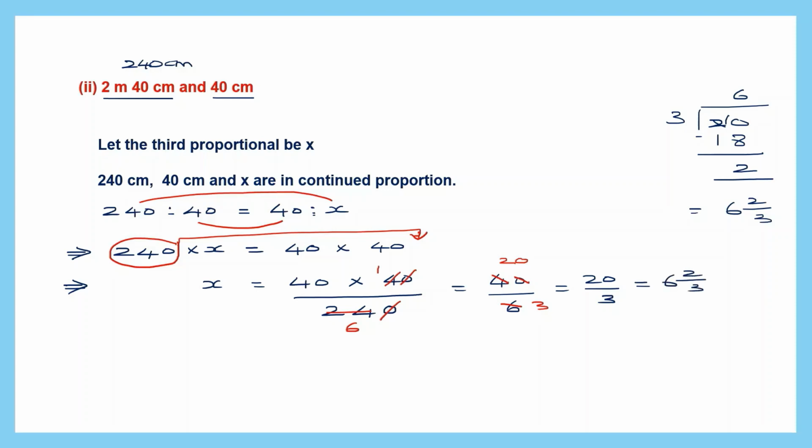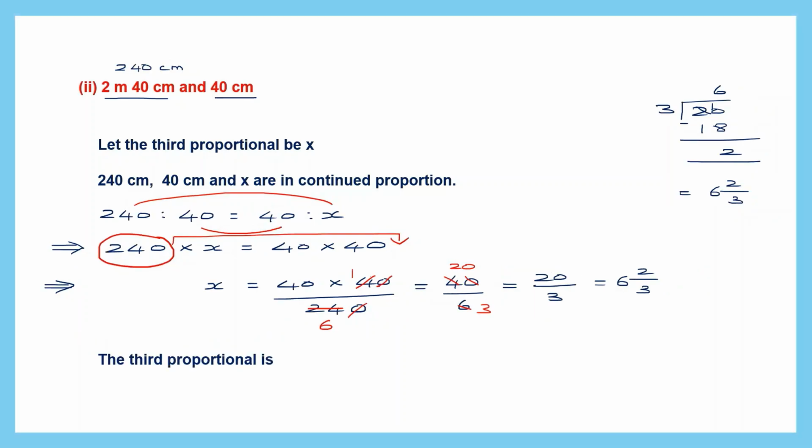That means we have found the value of x. So x is equal to 6, 2 by 3, and this is the third proportion. The third proportional is 6, 2 by 3 centimeters. So let's write that down, 6, 2 by 3 centimeters. So this is our answer.